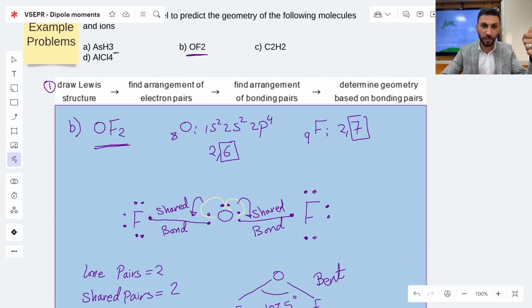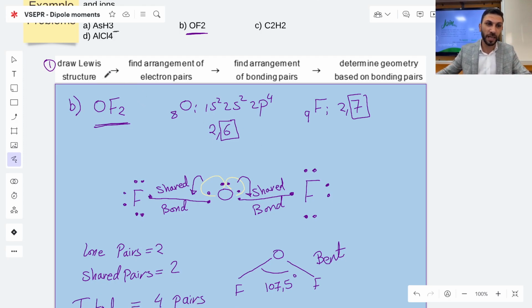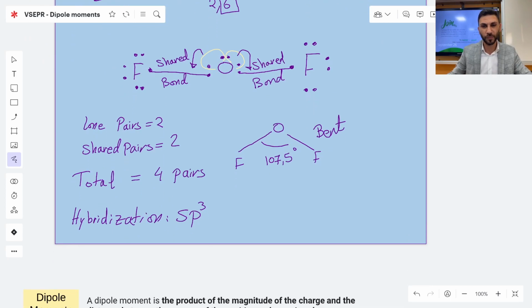First step is to write the electron configuration and then the Lewis structure for the compound. Number 2, find the arrangement of the electron pairs, as you can see, whether they are lone or shared. Then find the arrangement of the bonding pairs and the lone pairs. Also determine the geometry based on the bonding pairs, which is bent in this case. Of course, here we have 1, 2, 1, 2, and then we have here 1, 2, 3, 4, 5, 6, 7. This is how we predict.